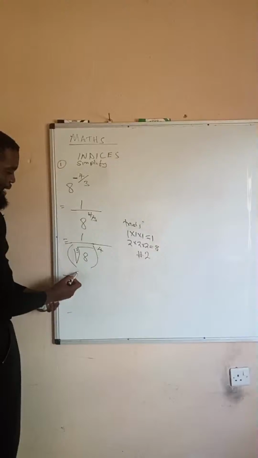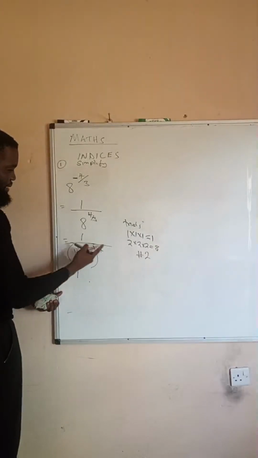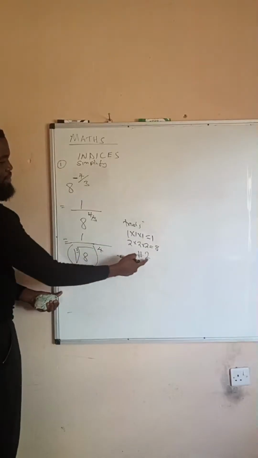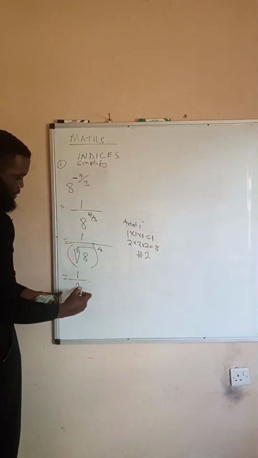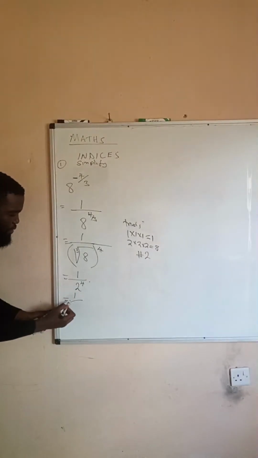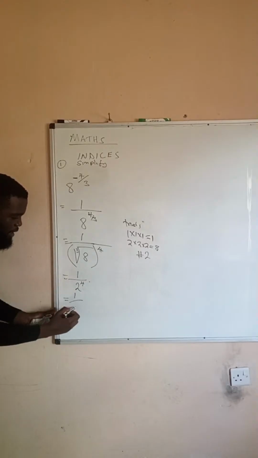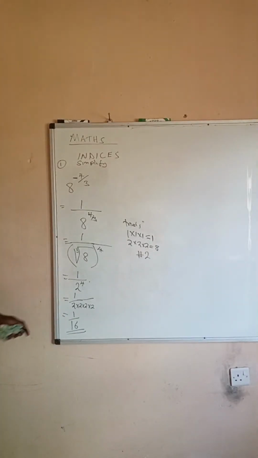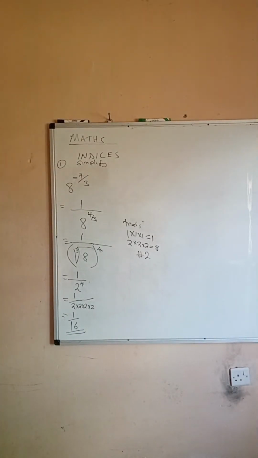So I put 1 there. I put 1, this one, dash. What number is giving me 8? Trial number 2. It has to be raised to the power 4. This trial number 2 is supposed to be raised to the power 4. And then what do we have here? We have 1 over 2 to the power 4. It means 2 times 2 times 2 times 2, which will give me 16, which is equal to 1 over 16, which is the answer. 1 over 16, like that.